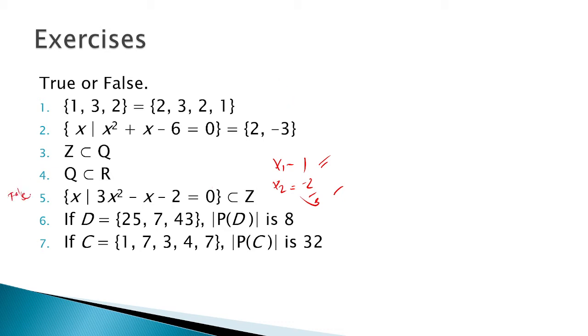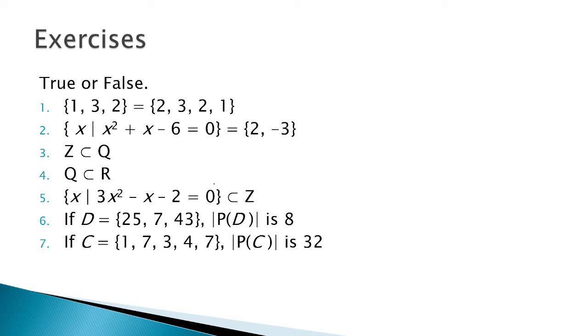So, this is the only false one so far. Next, number 6. If D is equal to {25, 7, 43}, the cardinality is 8. This is also true. We already proved that earlier. Given that the cardinality of our power set is 2 raised to n. And in this case, our n, the number of elements in our original set, is 3. So, 2 raised to 3 is equal to 8.